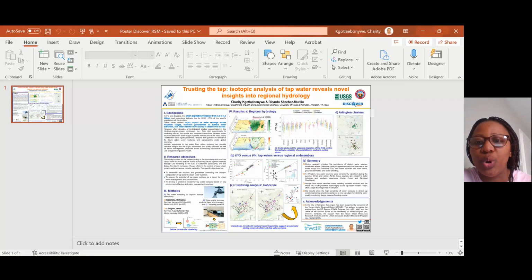Our results also show the high sensitivity of water isotopes to detect water sample engineering practices, and pose a new paradigm for drinking water quality monitoring during extreme flooding events. Thank you.